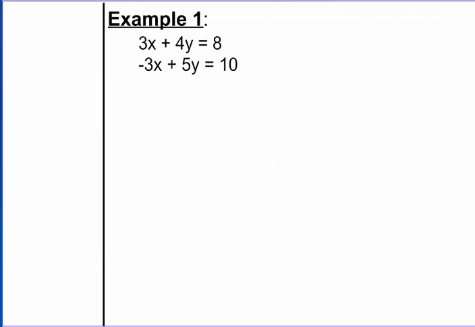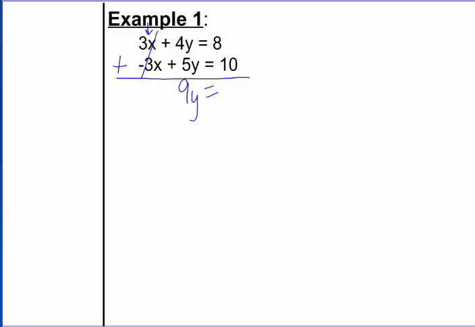So let's do an example. So here's our first one. When you're looking at these equations, you want to look at the 2 x variables and the 2 y variables and the coefficients of each of those. So in this case, if we look at the coefficients of the x variable, you'll notice one is a positive 3, one is a negative 3. And what happens with the positive 3 and negative 3 when you add them? Okay. They will cancel out. 3 plus negative 3 is 0. So this is 0. Then you add 4 plus 5, that gives you 9y.